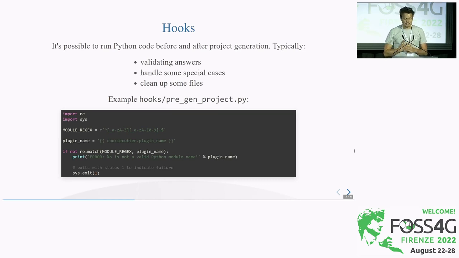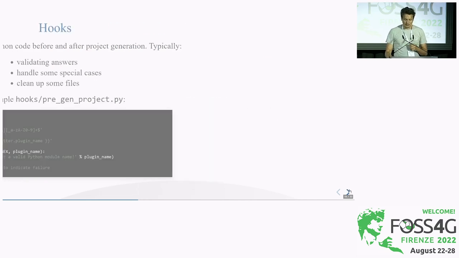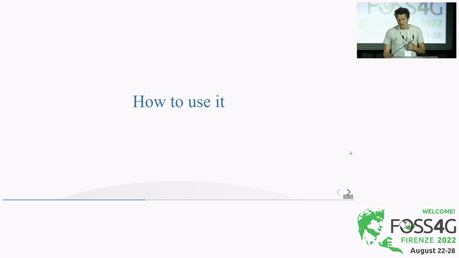depending on options. It's also possible to run hooks before and after the project generation, and it's really convenient to validate some answers, because we have some developers who ask, if I put an emoji in the plugin name, what else? So like this, or to handle special cases, or clean up some files. Here, for example, to validate the name.